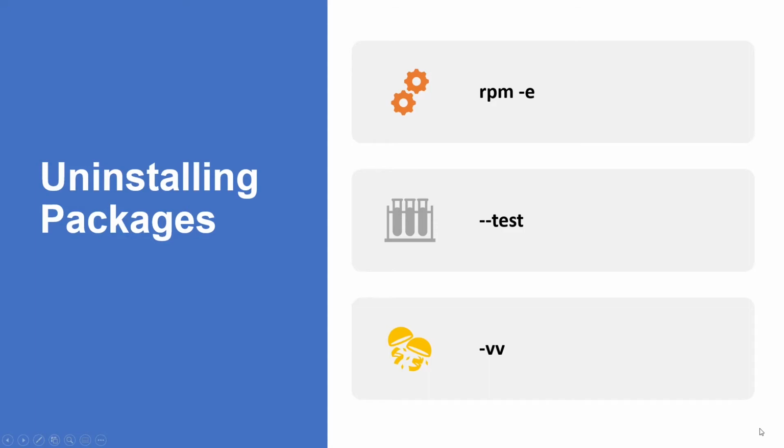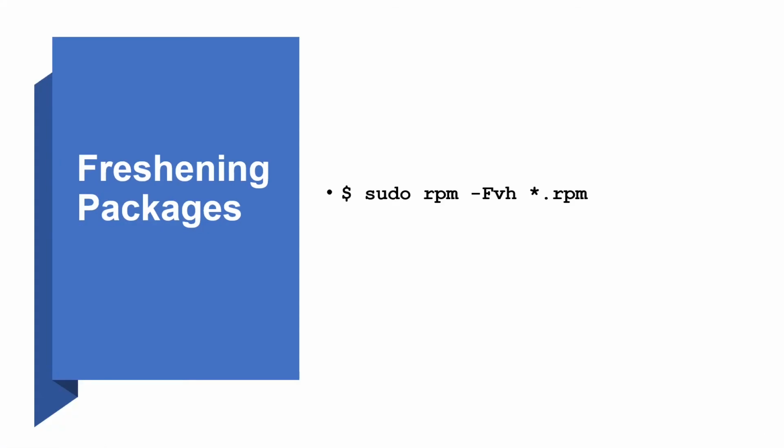Okay, next, freshening packages. The command sudo rpm -Fvh *.rpm will attempt to freshen all the packages in the current directory. The way this works is, if an older version of a package is installed, it will be upgraded to the newer version in the directory. If the version on the system is the same as the one in the directory, nothing happens. If there is no version of a package installed, the package in the directory is ignored.